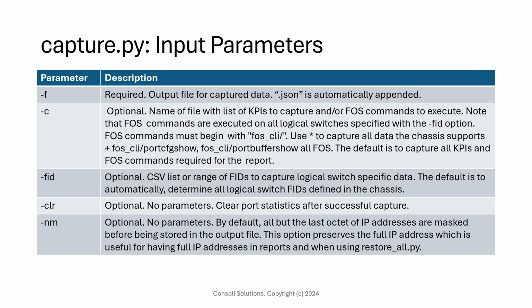-C, this is optional. By default, only data used for the report is captured. If you intend to use captured data for other scripts such as restore, consider using an asterisk. When using an asterisk, the script will attempt to request data for everything FOS supports. Depending on the chassis type, some of those requests may not be supported, so you'll see some error messages. You can ignore them. Using this option with file names is outside the scope of this video.